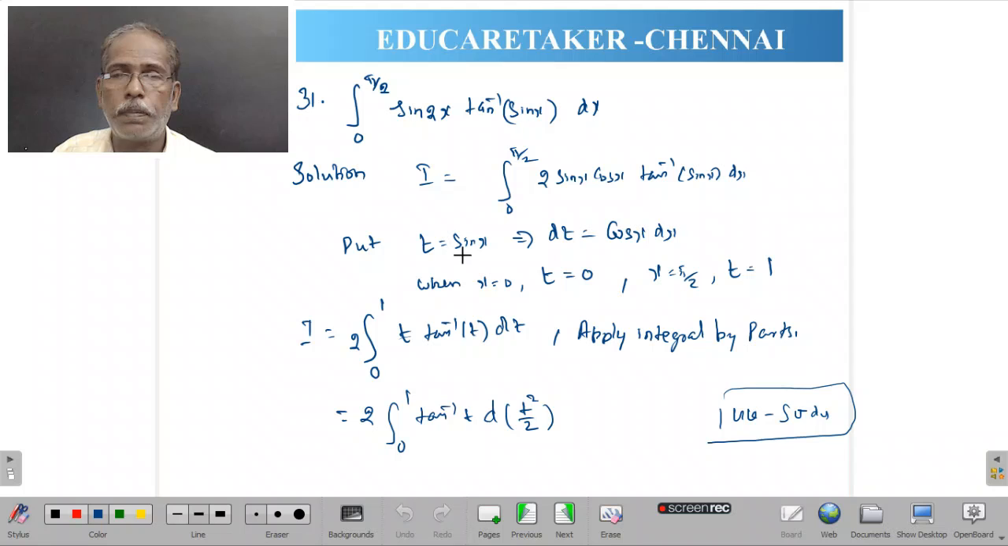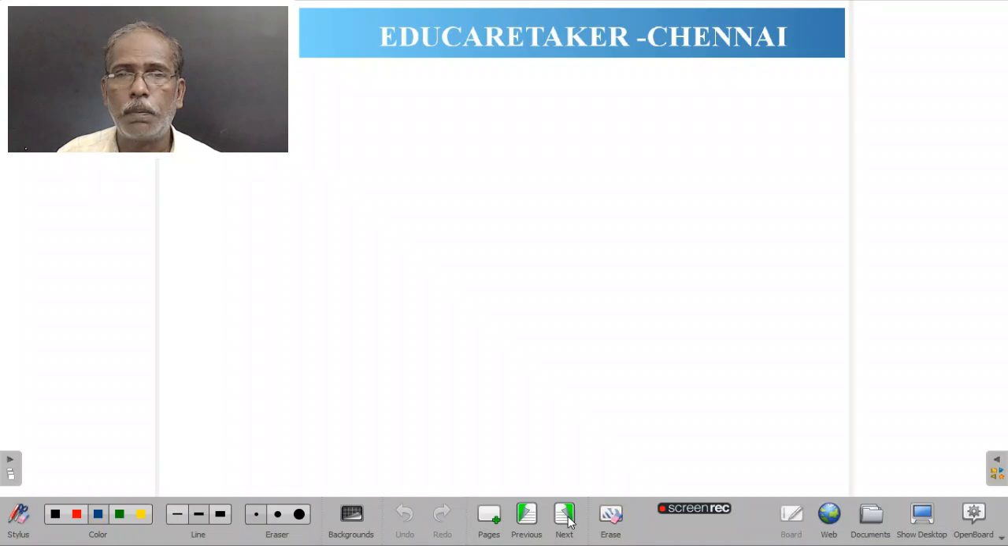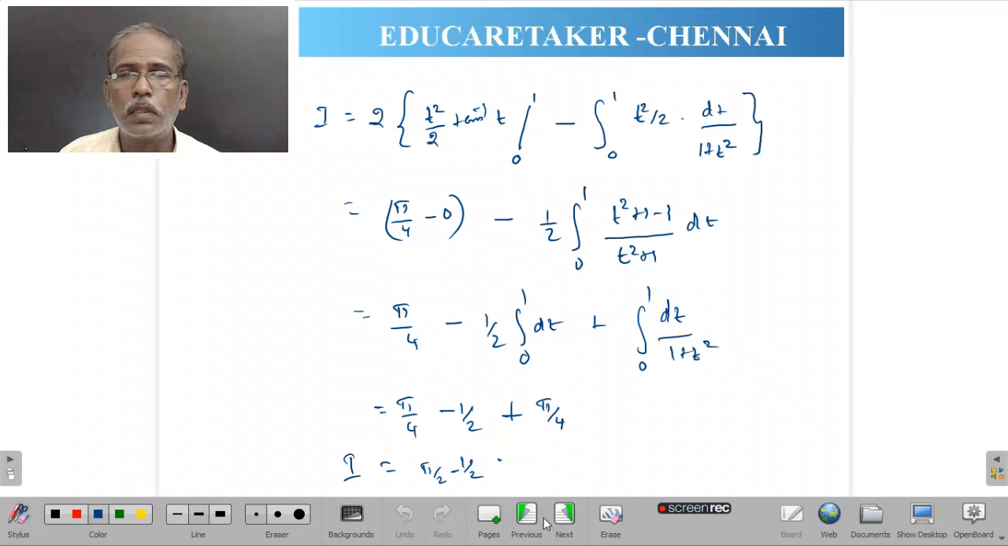Then x equal to pi by 2 means sine pi by 2 is t equal to 1. Okay. So we have completed question number 31. Now we can continue with question number 32.